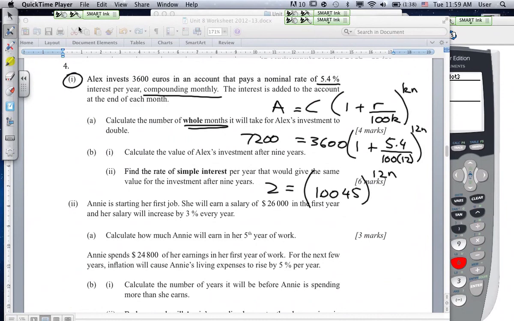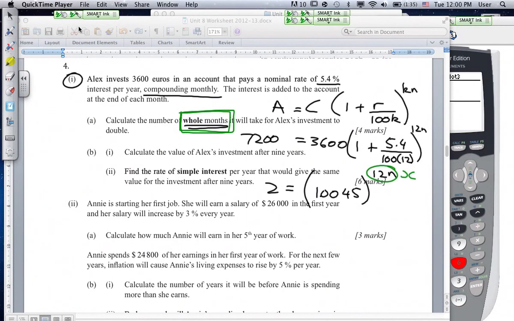Now, because this 12n is actually going to be the number of months, and that's what we're actually wanting to work out, we want to work out the number of whole months. I'm going to replace that 12n by x. All right, work out what x is, and that will actually be the answer that we want, because we want the number of whole months there.